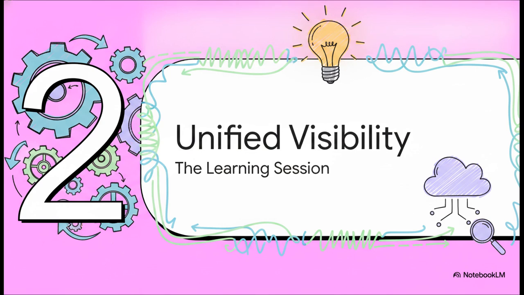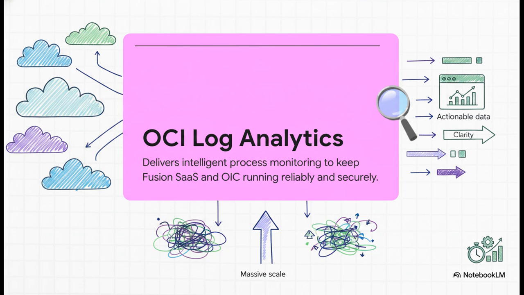Moving on to Section 2, Unlocking Unified Visibility. Let's look at the learning session. So what does this tool actually do? Well, OCI Log Analytics is a solution purpose-built to deliver intelligent process monitoring. The whole goal is to keep your Oracle Fusion SaaS and Oracle Integration Cloud running reliably, securely, and at a massive scale. It essentially takes all that chaos of a million moving parts and just cuts through the noise, replacing absolute guesswork with definitive, actionable data.